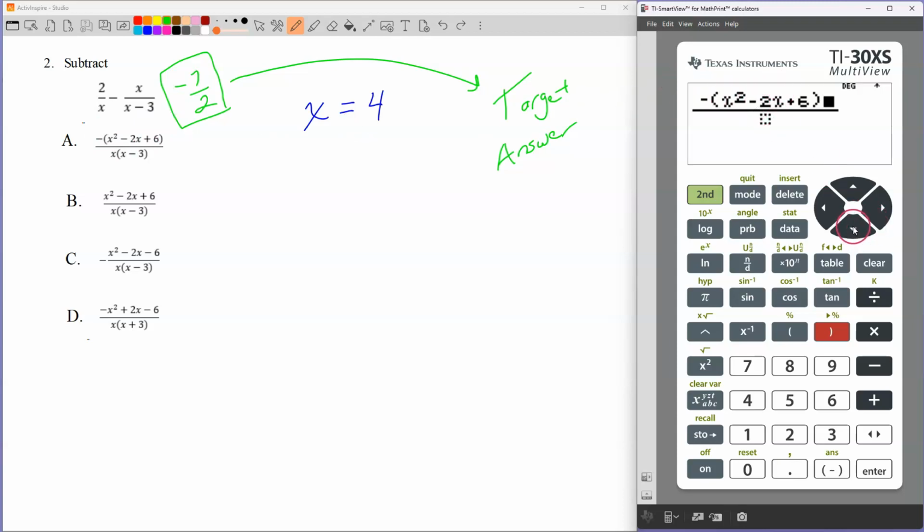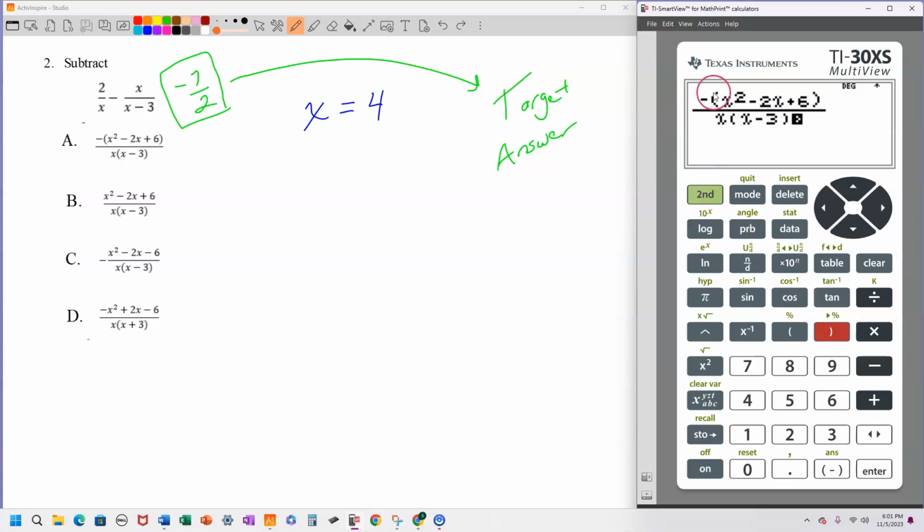Hit your down arrow. X right here. Parenthesis from right here. Then X minus 3. Right here, close it. Make sure this matches up with this. And remember, the only negative sign in here was this first one right here. On this one right here, that's where I use this one.